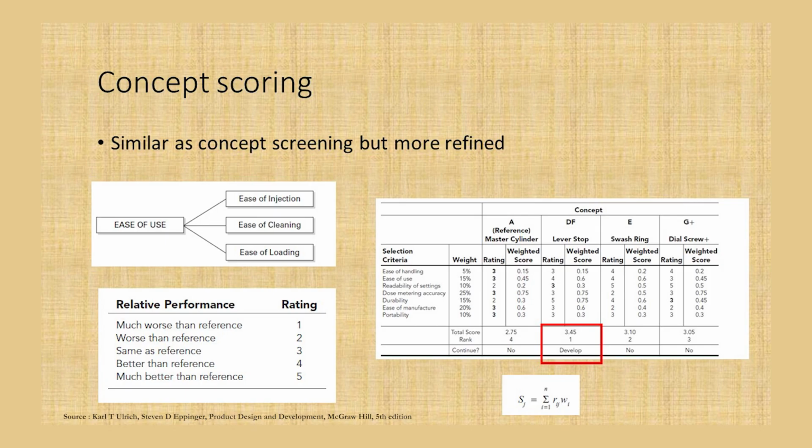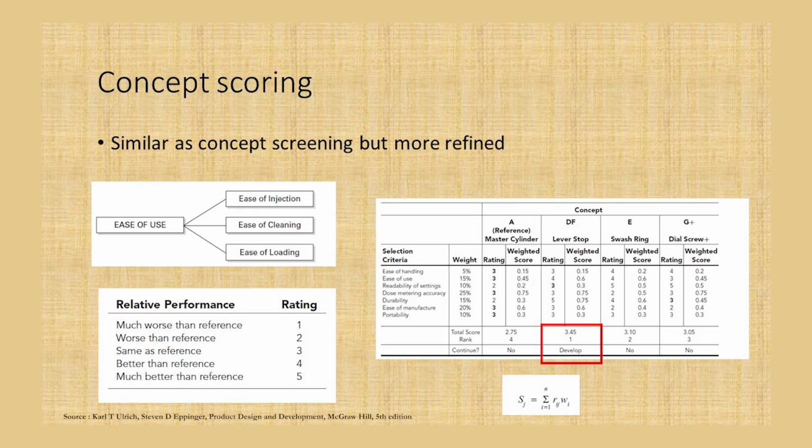And then you can have a rating from 1 to 5, where 1 is much worse than the reference and 5 is much better than the reference. Then you use a weighted rank: weight multiplied by the rating, summed up to get your score. This is an example of concept scoring. It is more fine grained, similar to concept screening, but you do not use minus, plus, 0, you use 1 to 5. Let us say for ease of handling, you got a rating of 3 for concept A, and the weight for this selection criteria is 5%.